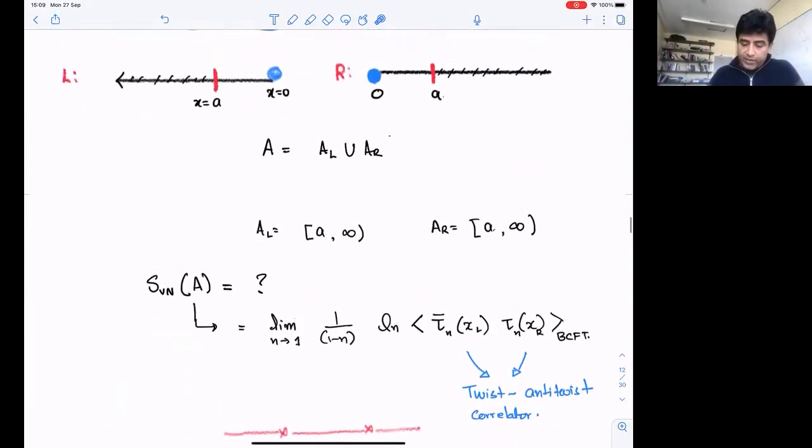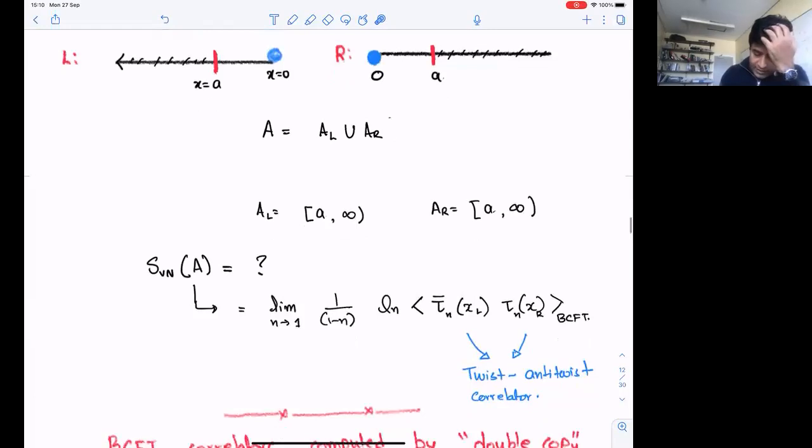Now, to do this calculation in CFT, you insert twist operators. The twist operators in CFTs are operators with specific conformal dimensions. They implement the replica trick. By inserting the twist operators, you're replicating the boundary conformal field theory n times, for twist operators labeled by this integer n. And when you compute a twist anti-twist correlator, what you're computing is the nth Renyi entropy of the given interval.